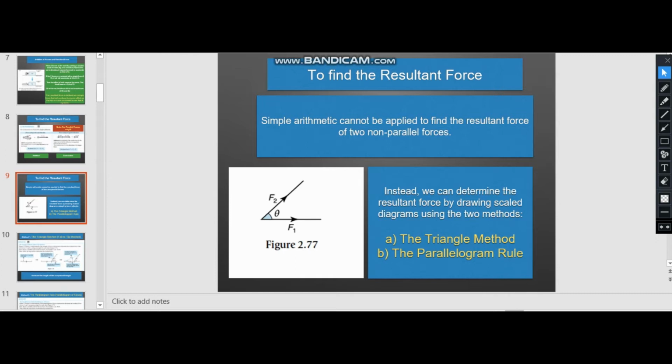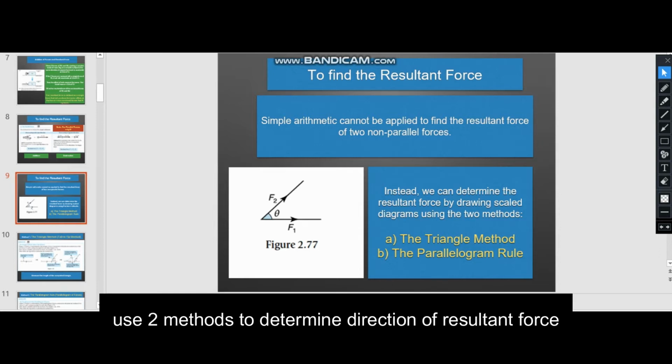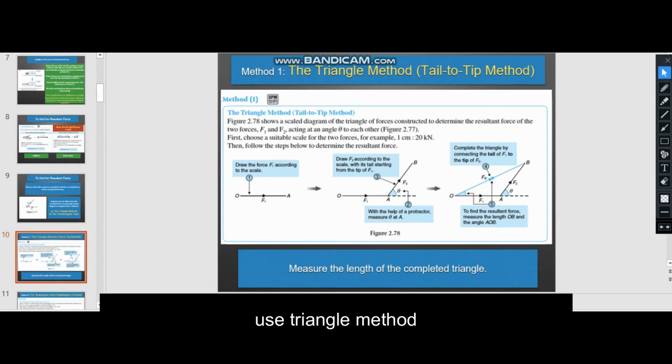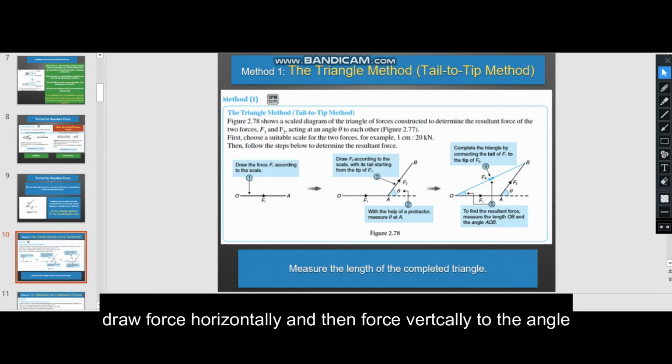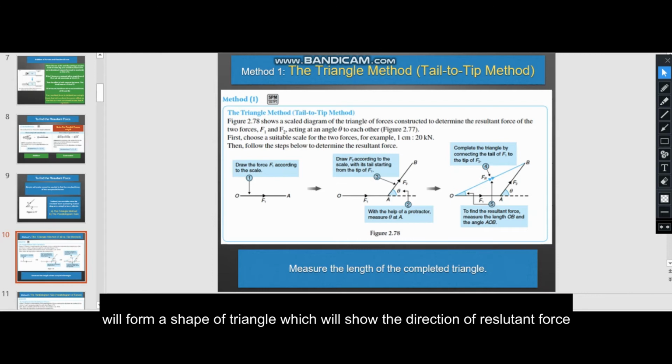And for forces with an angle, we could use two methods to determine the direction of the resultant force. The first one is the triangle method. First, we draw the force horizontally to the right, and then the other force with an angle upwards. From this we can see that it forms a triangle, and this will be the direction of the resultant force.